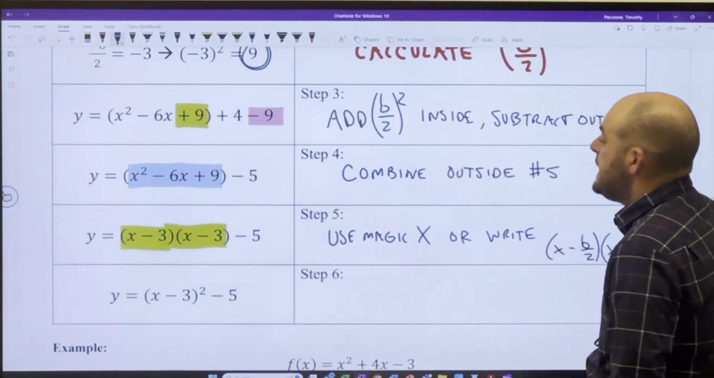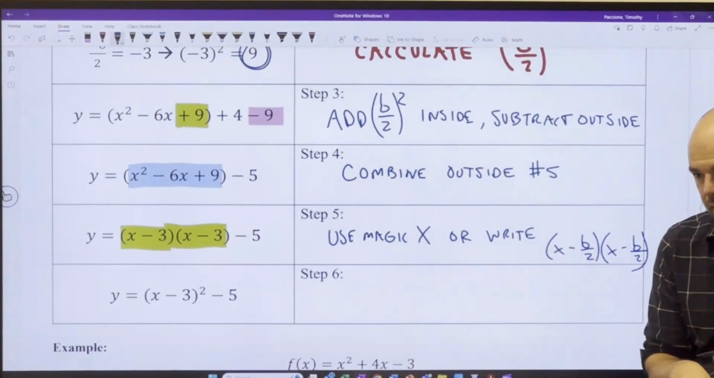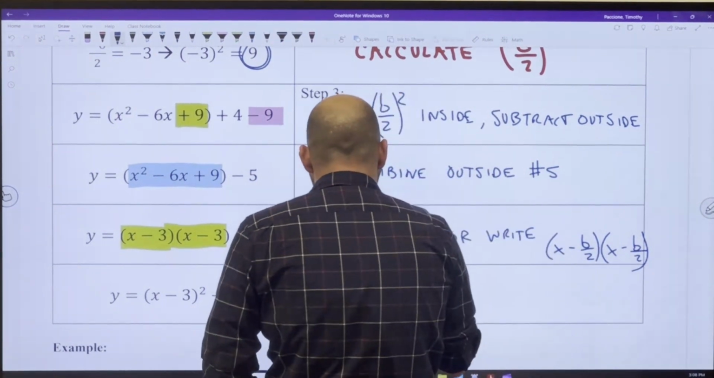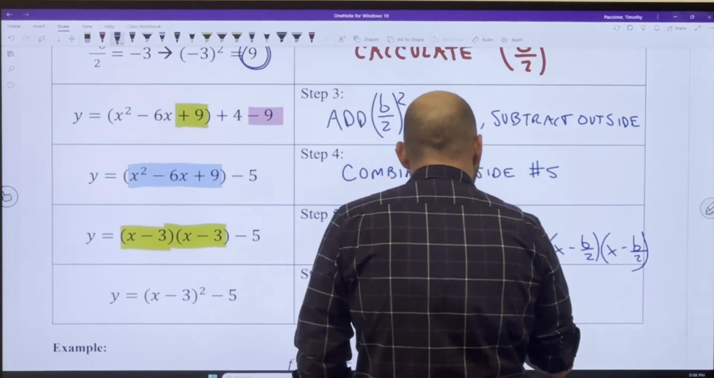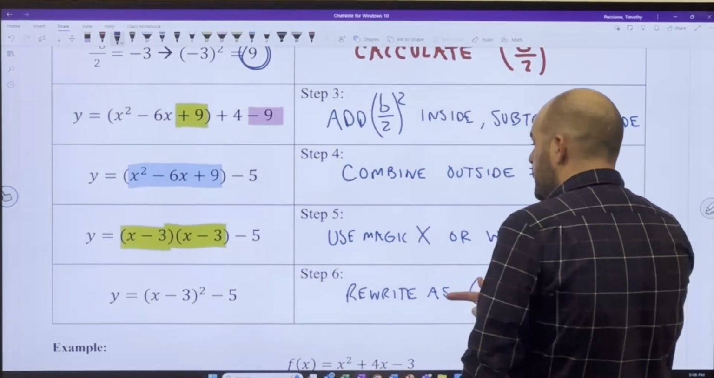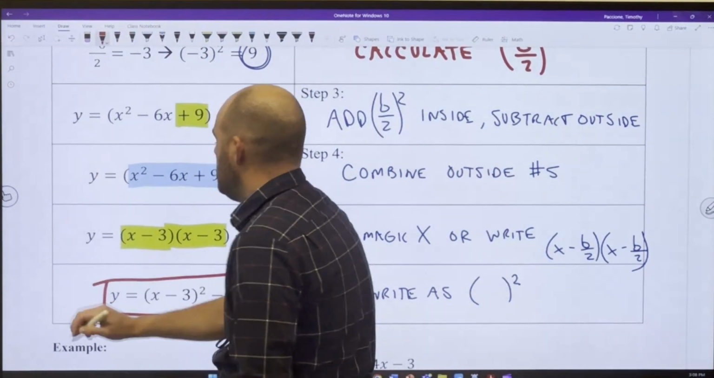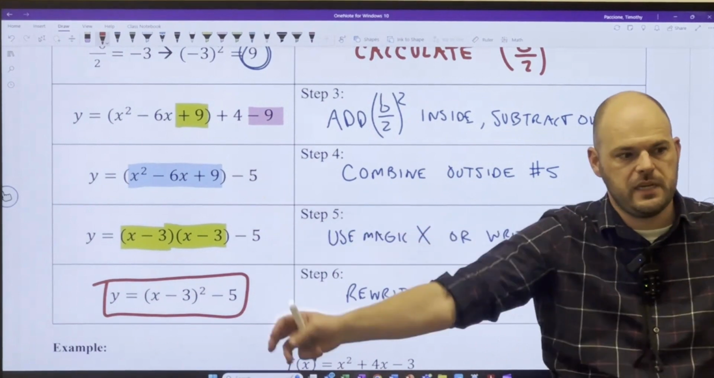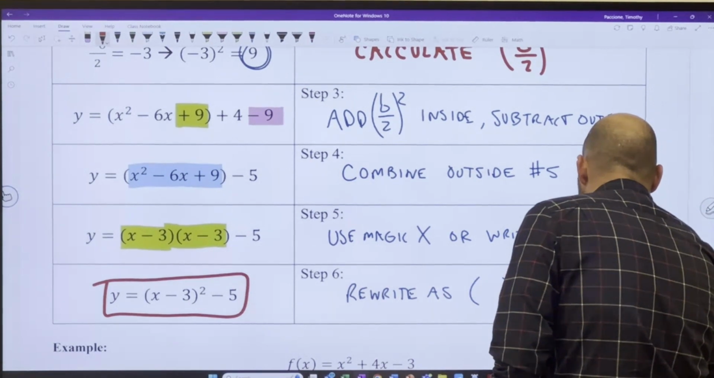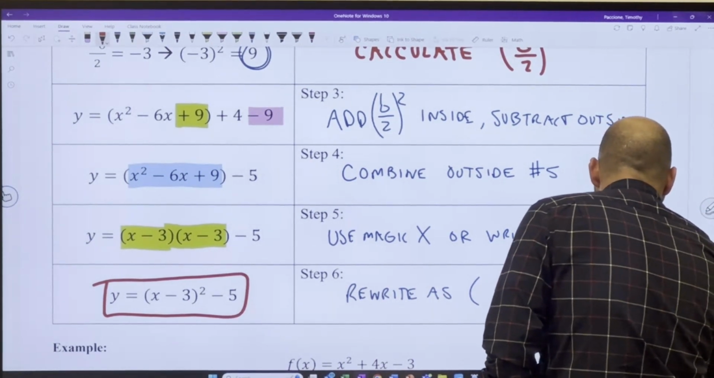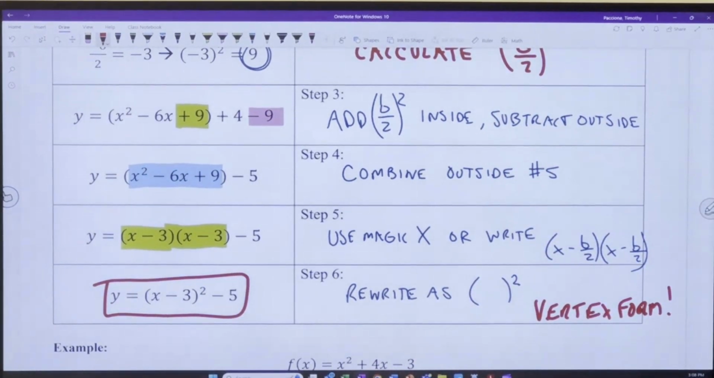Okay? And then the last thing we do, well, if I have x minus 3 times x minus 3, I can bring that together. It becomes x minus 3 squared. So we rewrite it as parentheses squared. And now you have vertex form, right? That's in vertex form. Something parentheses squared and then a number on the outside. So we converted it to vertex form. We didn't have to do -b over 2a and then plug it back in, find our a, plug all the pieces in. We just did this thing.